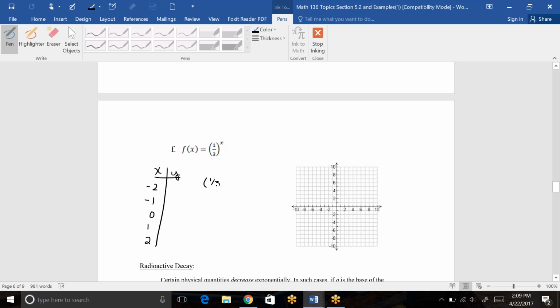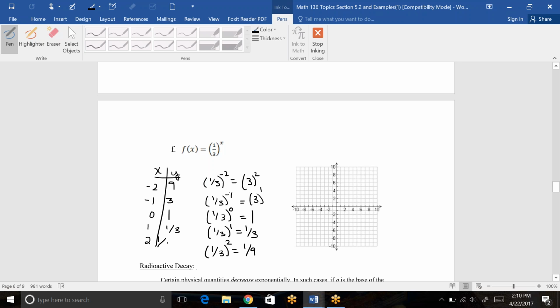So 1/3 to the negative 2 power, we flip the whole fraction, which makes it 3. 3 squared is 9. 1/3 to the -1 power. Because of the negative exponent, we flip the whole fraction and it becomes a positive exponent. So that's just 3. Anything to the 0 power is 1. 1/3 to the first power is 1/3. And 1/3 to the second power is 1/9 because you square both top and bottom.